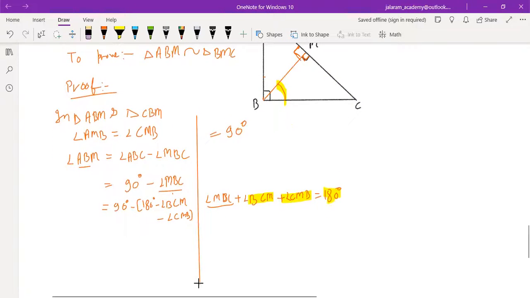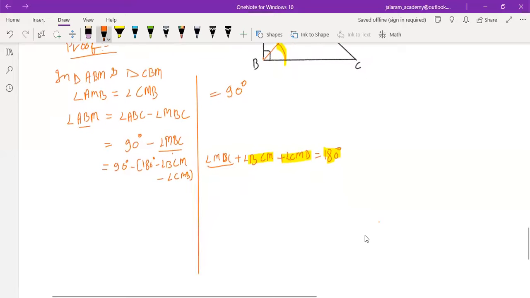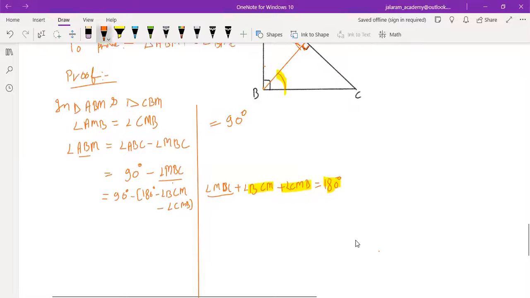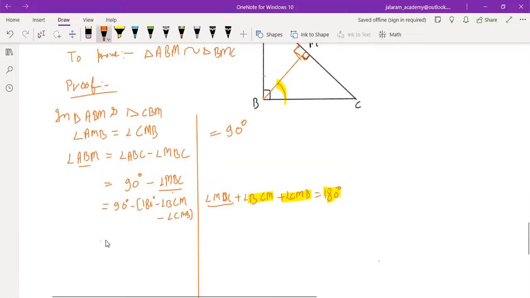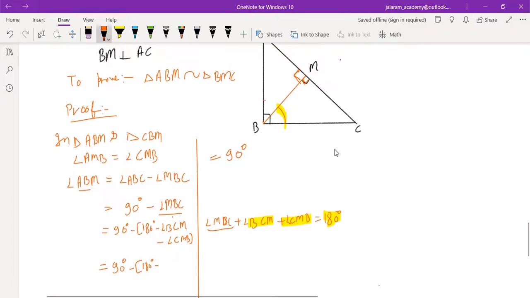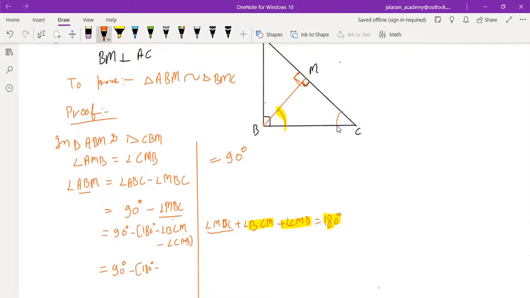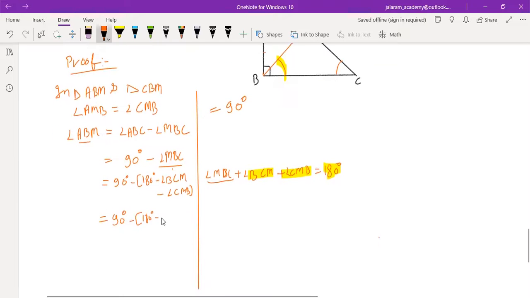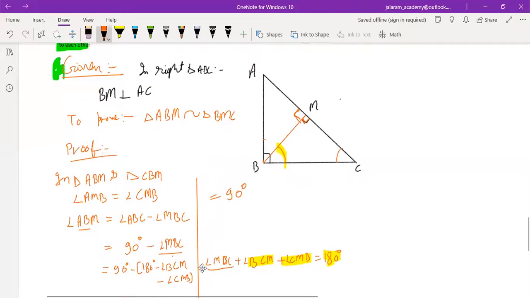Then increase the length of this division column. Use the values which you know. What is the value of angle BCM? This is angle BCM only, as we do not know its value. And what is the value of angle CMB?